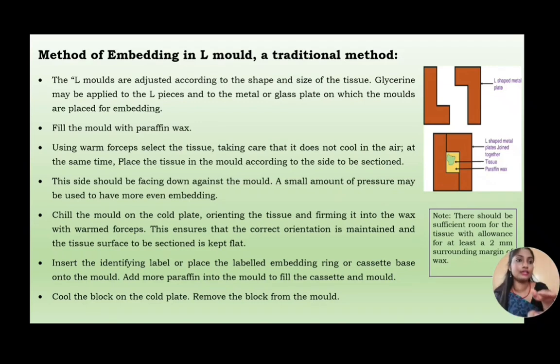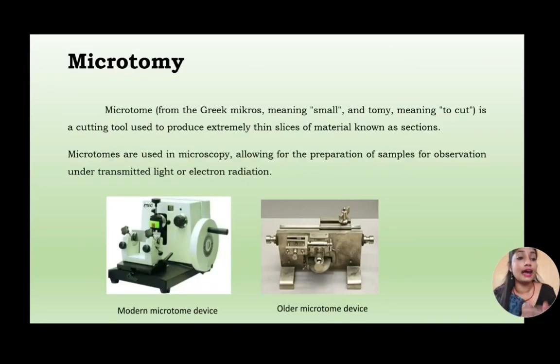Once the cassette is filled with wax, it is subject to cooling, and once it is cooled, the mold is removed so that we get a block, that is the embedded block. Here in the image you can see how the L-shaped metal plates are brought together and the tissue is placed in the center with paraffin wax around. After the mold is ready, it is subject to sectioning.